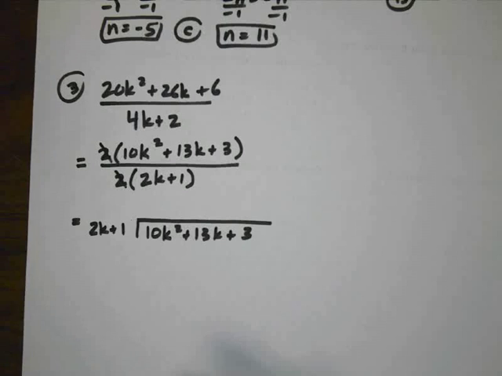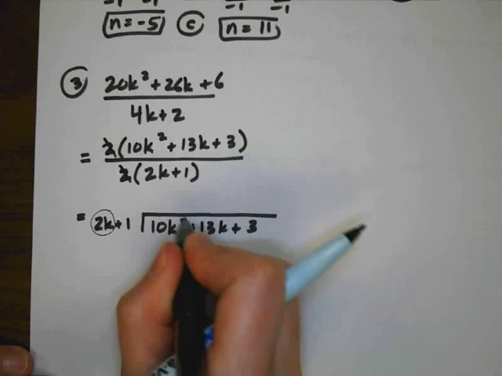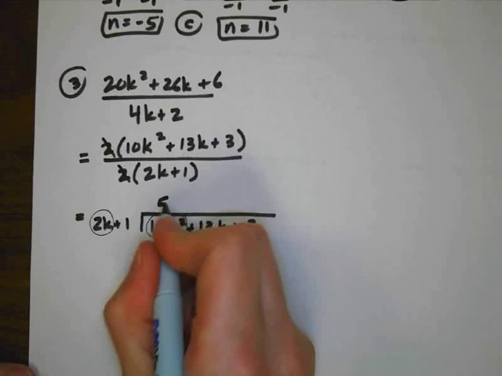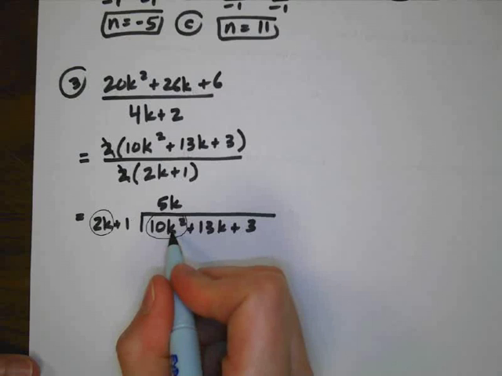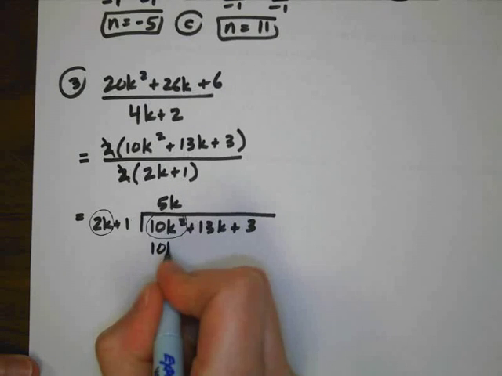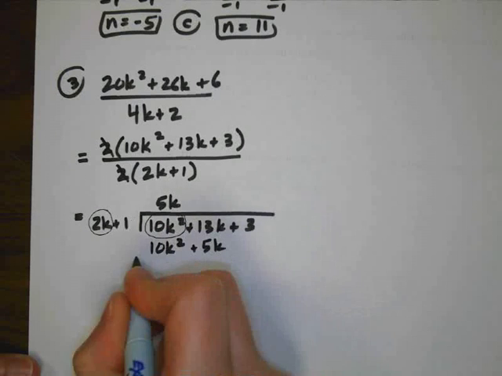All right, so remember, the way that we go about this is we always look at the first terms. So 2k and 10k squared. So I have to multiply 2k by 5k to get 10k squared. So I'm going to do just that. 2k times 5k is 10k squared. 1 times 5k is 5k.